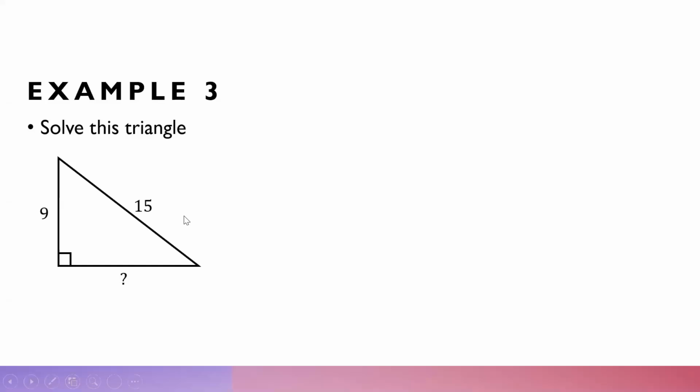Now let's solve this example number 3. The formula again is C squared is equal to A squared plus B squared. Now suppose this is our A, this is our B, and this is the C. So take note that the C is always opposite the 90-degree angle, that is the hypotenuse. So C is equal to 15, so this is 15 squared, equals A is 9, so this is 9 squared, plus B squared. So B is unknown.